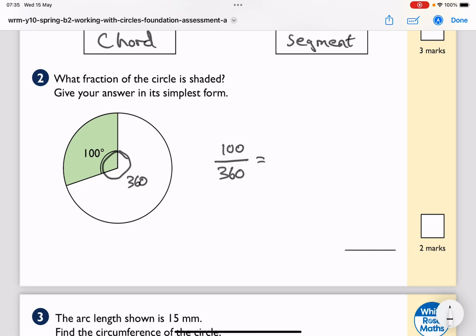All I need to do is simplify that. I divide by 10. If I see a 0, I take a 0 off the top and bottom to divide by 10. Now I'm looking at 10 and 36. I can see they're both even. So we divide by 2, so I get 5 over 18. 5 isn't a factor of 18. So in fact, that is the answer.